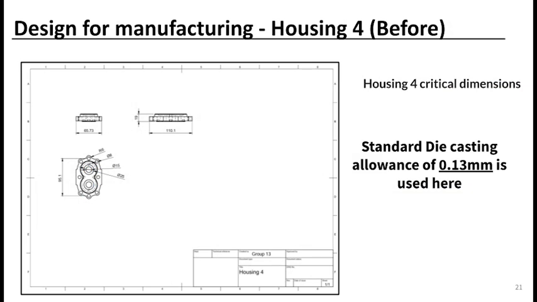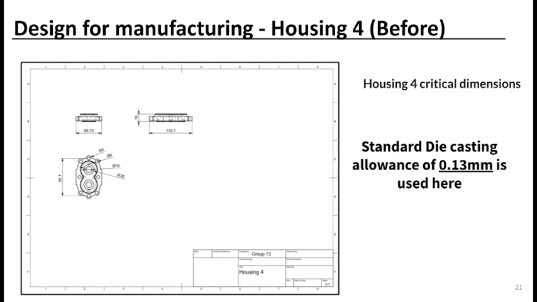Now we are moving on to the manufacturing process selection for housing 4. This part plays an essential role of containing the fluid and eliminating leakage in the FCMM, and thus has been chosen for the purpose of design for manufacturing. The critical dimensions for this housing are shown on the screen. The manufacturing tolerance is plus or minus 0.13 millimeters.